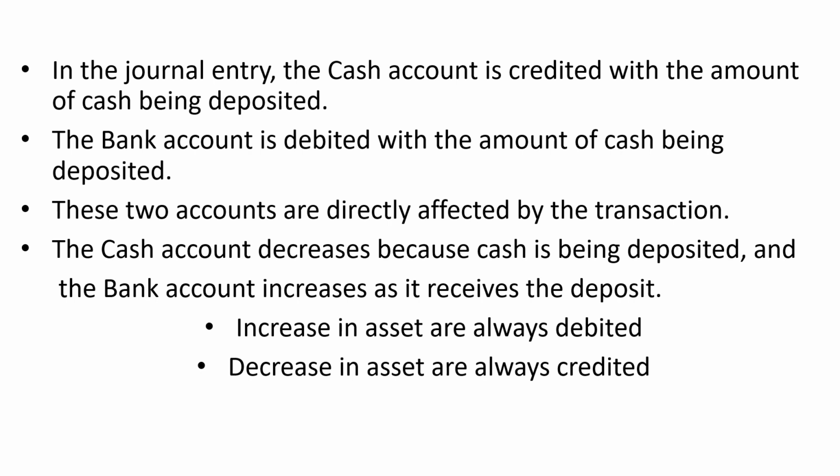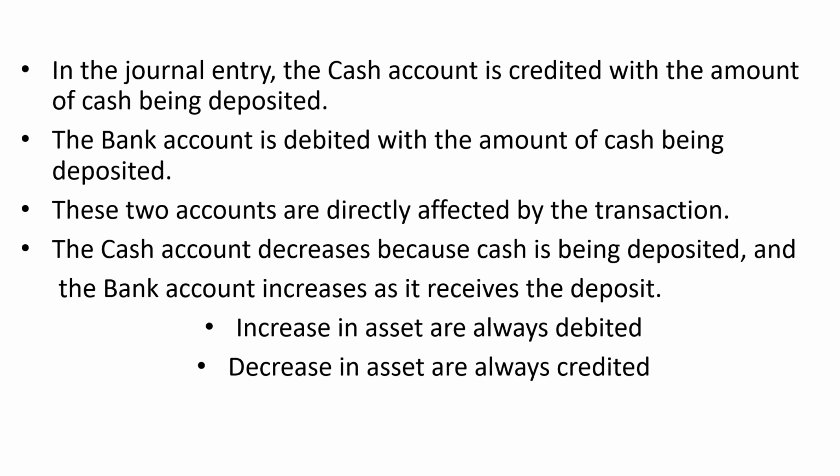So when the cash is taken from the business and it is being deposited into the bank, there is a decrease in the cash balance. So there will be a decrease in the asset. When you find a decrease in asset, it should always be credited. That is why the cash account is being credited, and the bank account is being debited. So who is the receiver of the cash from the business? It is the bank that receives cash from the business. So you have to debit the receiver.